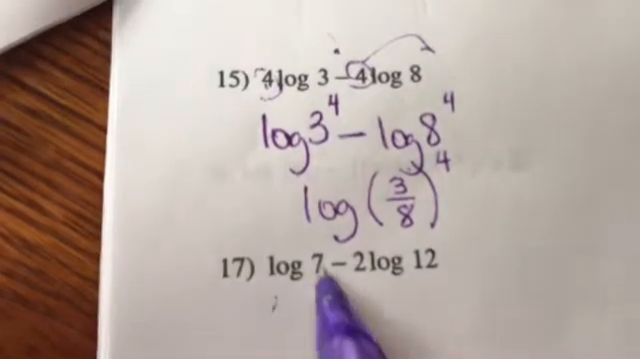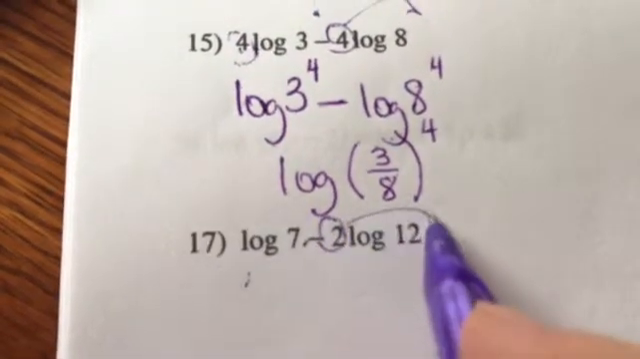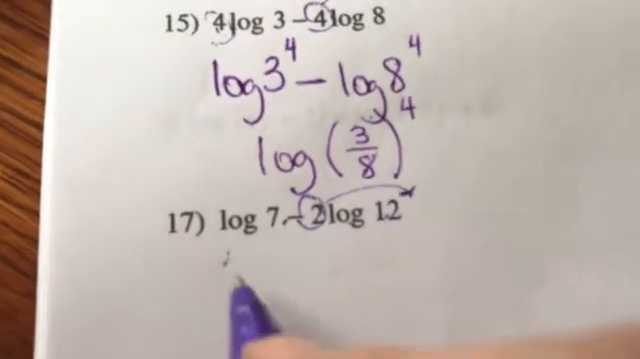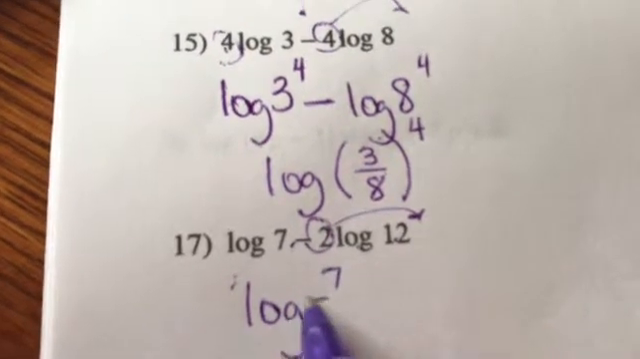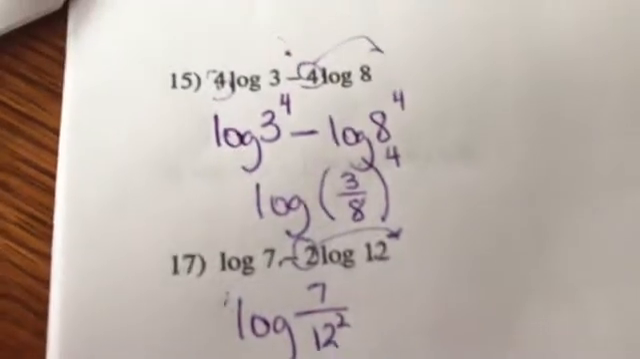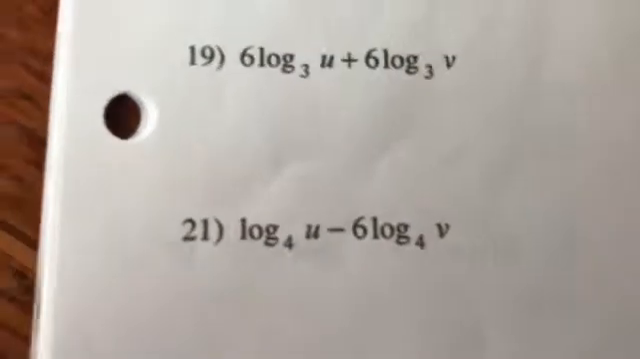Okay? This one, again, this 2 can go up here. So it's log of 12 to the 2nd power. So I'm going to write log one time, and it would be 7 over 12 to the 2nd. And you can leave it just like that. Probably should technically put him in parentheses. Let's see if there's a yuckier one. I don't know. Does this one look too yucky?